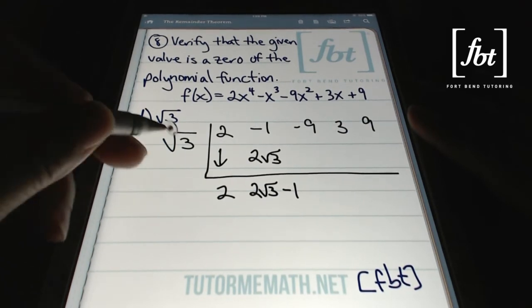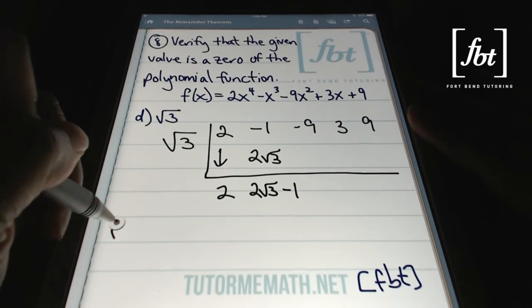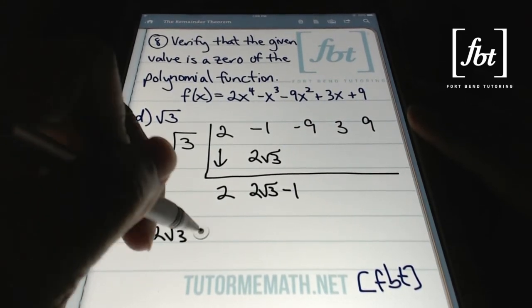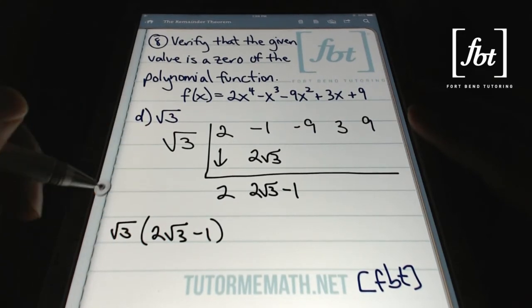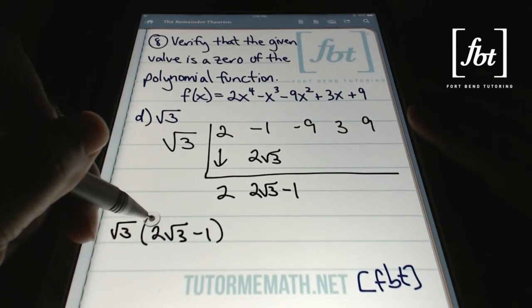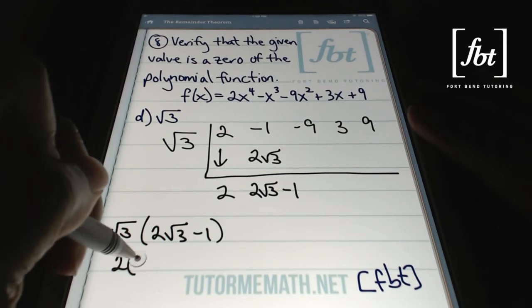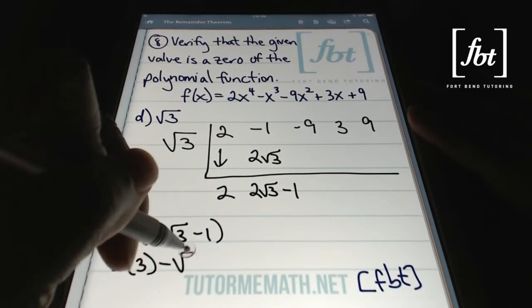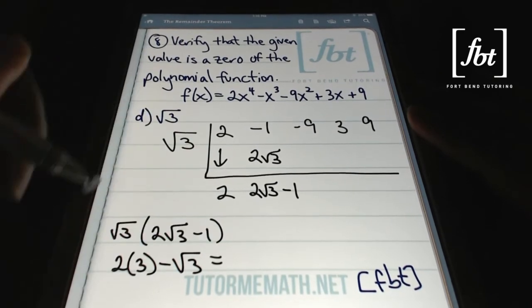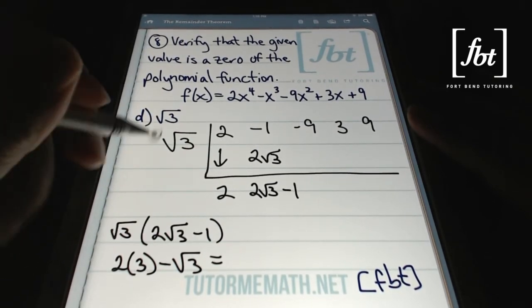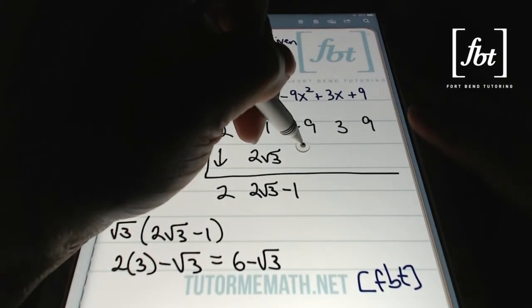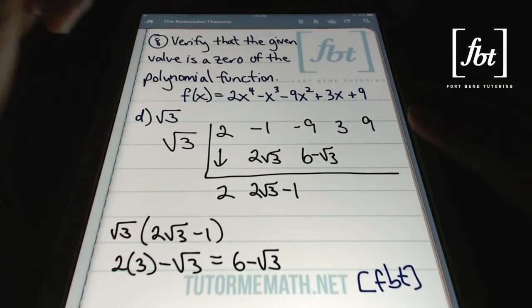But now we'll need to distribute this. So let's see what happens when we distribute the square root of 3 times this 2 square root of 3 minus 1. Well, distributing that, the square root of 3 times 2 times square root of 3 will give you 2 times 3. Then square root of 3 times negative 1 is going to give you a negative square root of 3. From here, you can multiply the 2 times 3, which gives you 6 minus the square root of 3. So that's what I'll have here. I'll have 6 minus square root of 3.